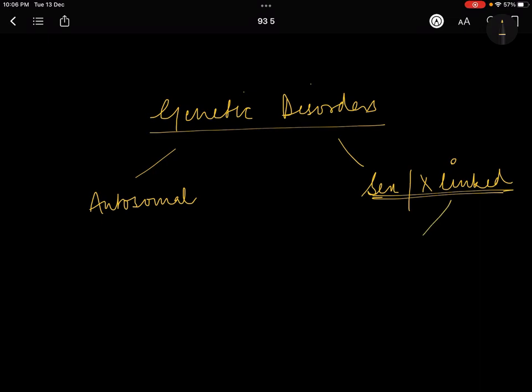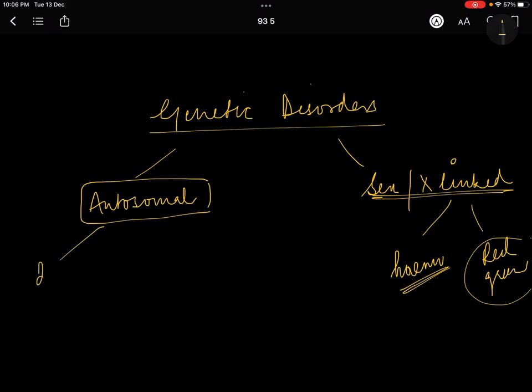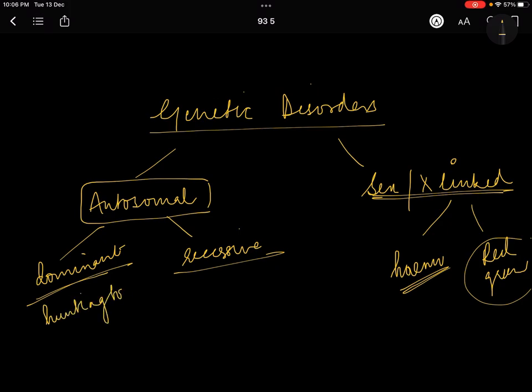Some examples of X linked are hemophilia, and then there is red green blindness. We are going to study it, don't worry. Then there are autosomal dominant and autosomal recessive disorders, right? In autosomal dominant you can say there is Huntington disease. Then in recessive you can say there is sickle cell, right? Sickle cell is there.